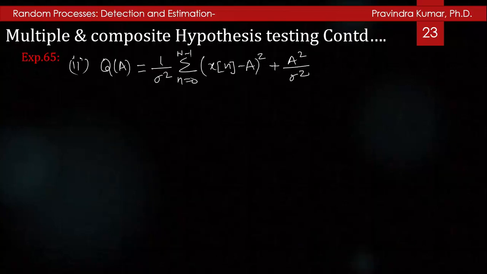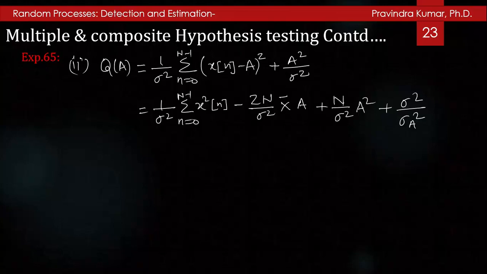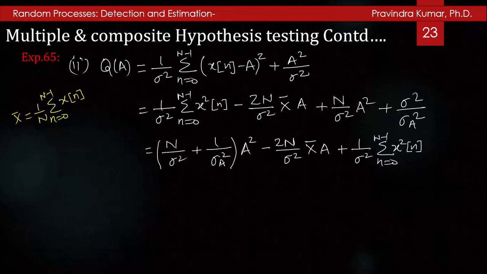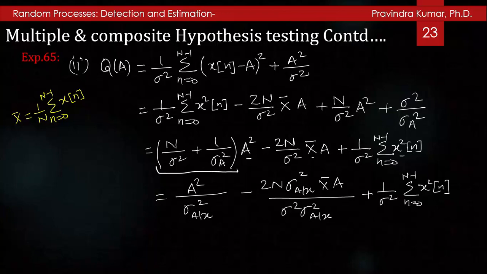Q(A) is 1 by sigma squared summation n=0 to N minus 1 of (x[n] minus A) whole squared plus A squared by sigma_A squared. So it will be equal to 1 by sigma squared summation n=0 to N minus 1 of x squared[n], minus 2N by sigma squared, x bar, the sample mean, into A, plus N by sigma squared A squared plus A squared by sigma_A squared. The sample mean is 1 by N summation n=0 to N minus 1 of x[n]. So now you can write it as N by sigma squared plus 1 by sigma_A squared, into A squared minus 2N by sigma squared sample mean x bar A, plus 1 by sigma squared summation n=0 to N minus 1 of x squared[n], and this part is equal to sigma_A given x squared.